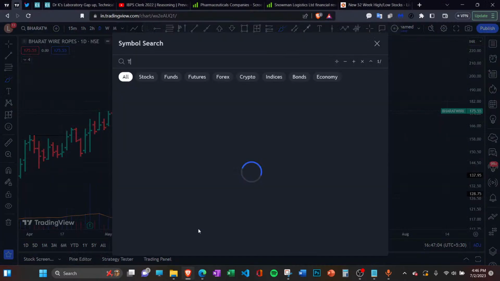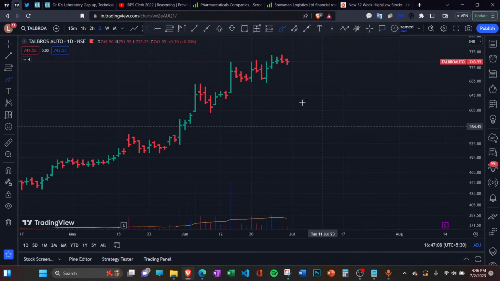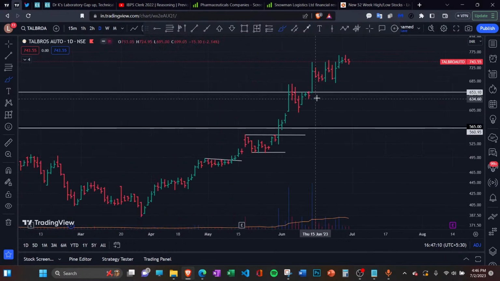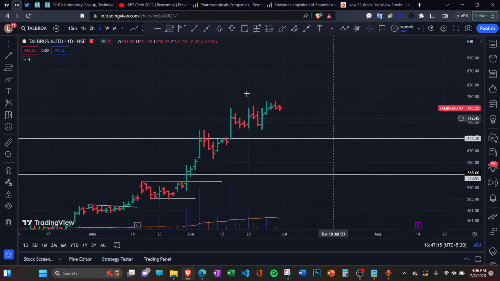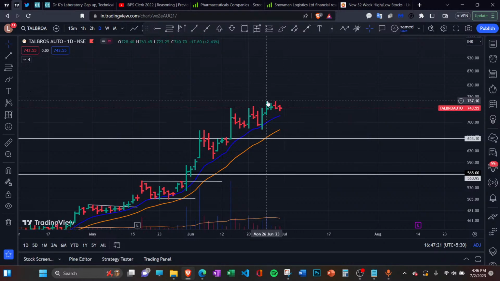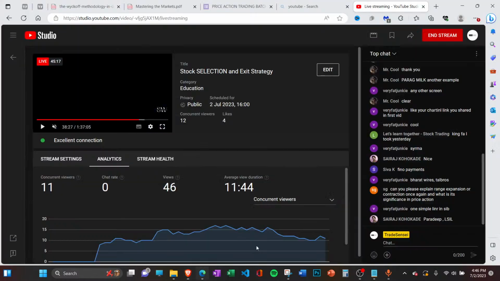And then we had the Talbos auto, very good setup again at all-time high level, consolidating. So again entry could be still taking support at 10 and 21. So a pullback trade is possible in this, and maybe a breakout trade above 767.